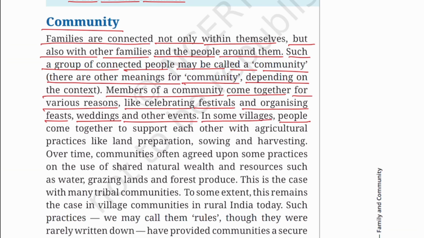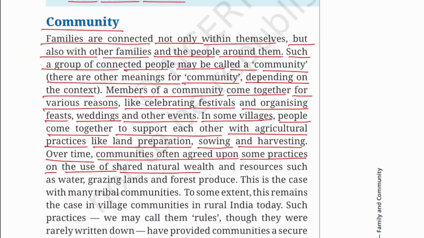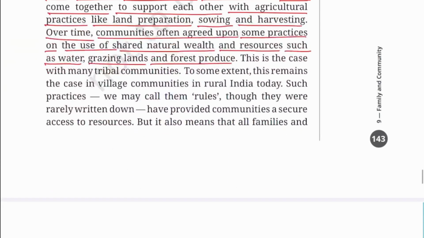In some villages, people come together to support each other with agricultural practices like land preparation, sowing, and harvesting. Over time, communities often agreed upon some practices on the use of shared natural wealth and resources such as water, grazing lands, and forest produce. This is the case with many tribal communities. To some extent, this remains the case in village communities in rural India today.